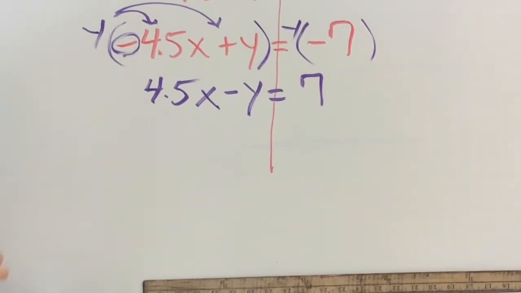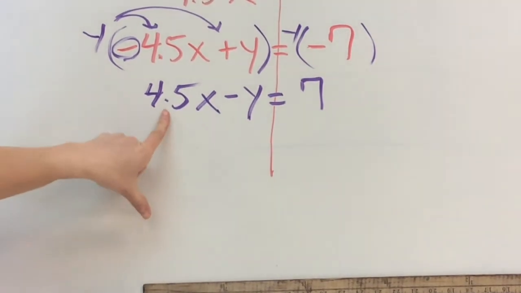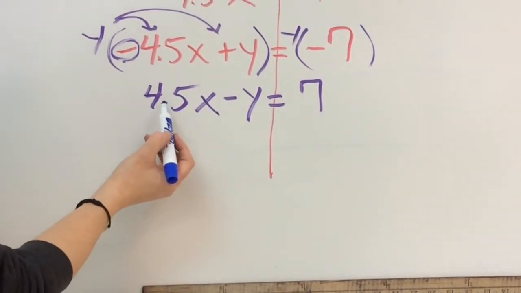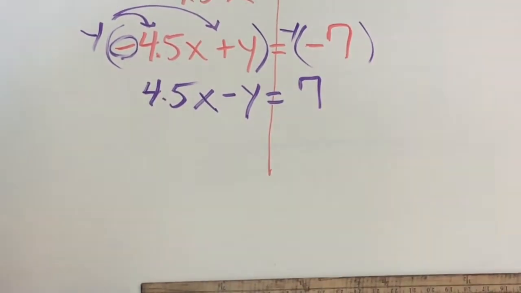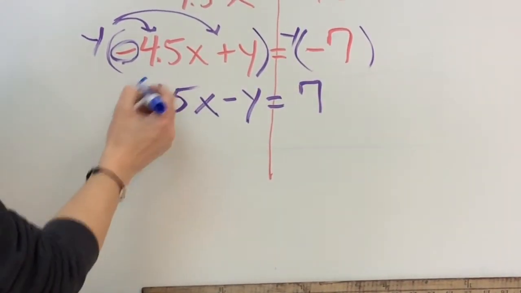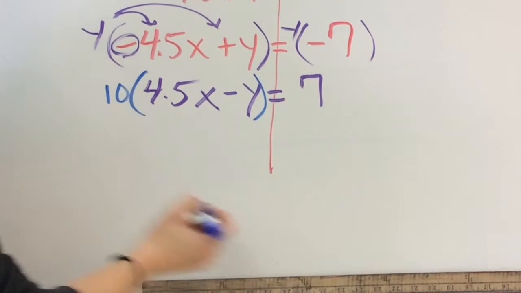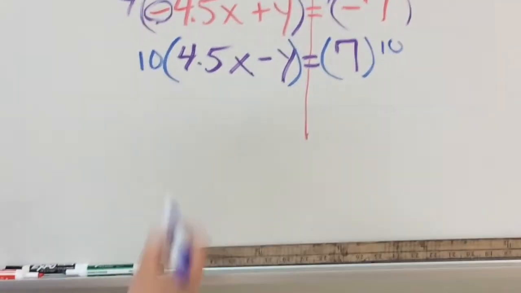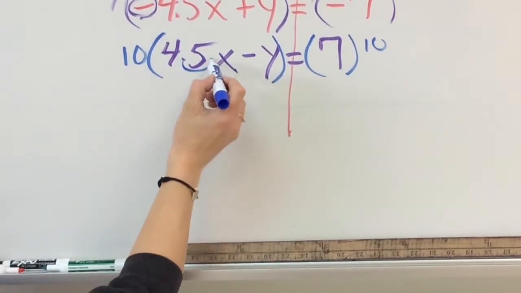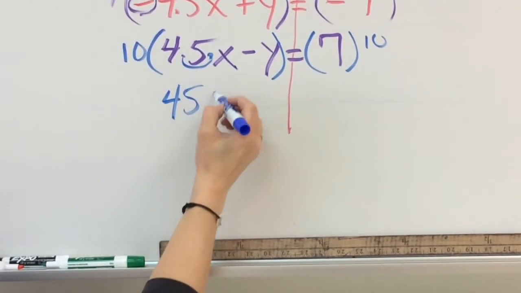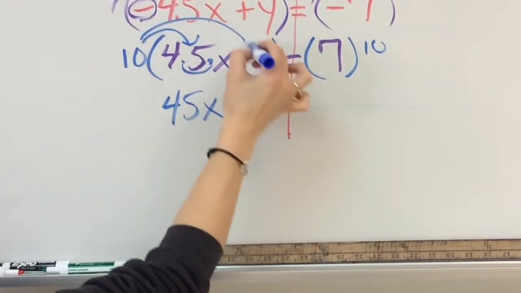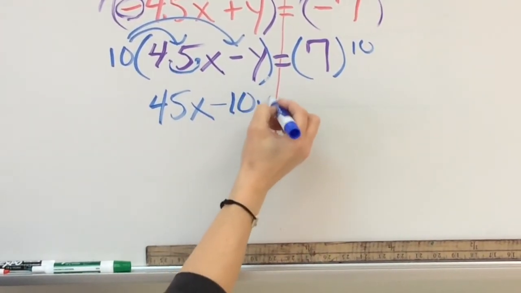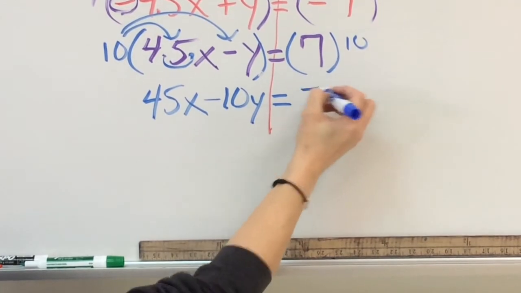But we also know that we can't have a decimal if it's going to be in standard form. So to take this number 4.5 and make it a whole number, I can multiply by 10. But if I multiply by 10 on this side, I have to multiply by 10 on this side of the equation as well. So multiplying 4.5 by 10 will make this a 45x. Don't forget that you also have to multiply the y term by 10 also, so minus 10y. And then here, 7 times 10 is 70.